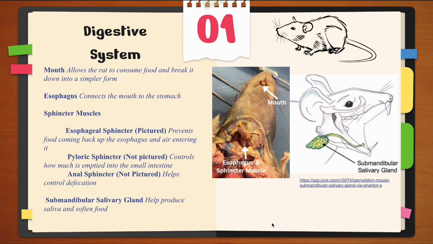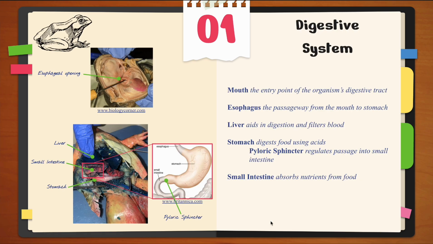The final piece to this system is the salivary gland. This helps produce saliva, which in return moistens and softens the food. It also contains enzymes that will start breaking down the food before it reaches the stomach. The system for the frog follows a very similar path. The food travels from the mouth to the esophagus, to the stomach, to then the small intestine.